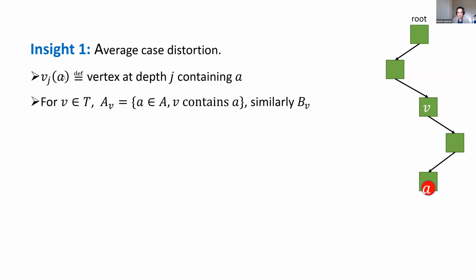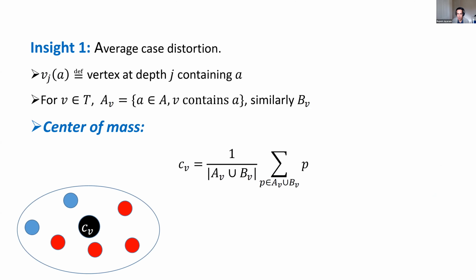So it makes sense to define the jth vertex along this path. We write v sub j of A to be the vertex at depth j that contains the point A. Now that we've done that, for any vertex in the tree, we can define big A sub v to be all the points in the set A which went through that vertex v. Similarly, we define B sub v. These are the sets of points which mapped through that vertex v.